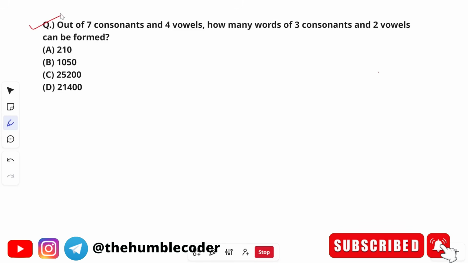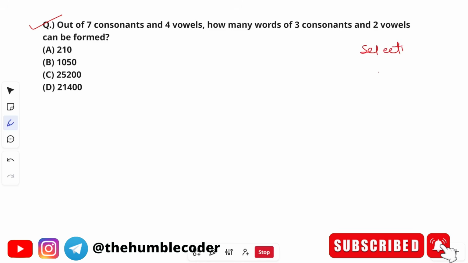Let's read the question first and then we will be solving it. The question says, out of 7 consonants and 4 vowels, how many words of 3 consonants and 2 vowels can be formed? Again, just understand that what is being told to us is that we have some number of consonants and vowels, and we need to understand how many words of 3 consonants and 2 vowels can be formed, which means this is a combination or selection based question.